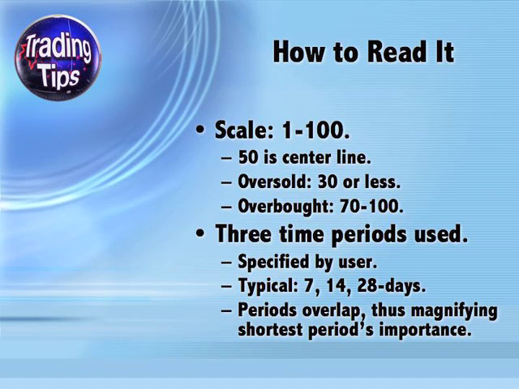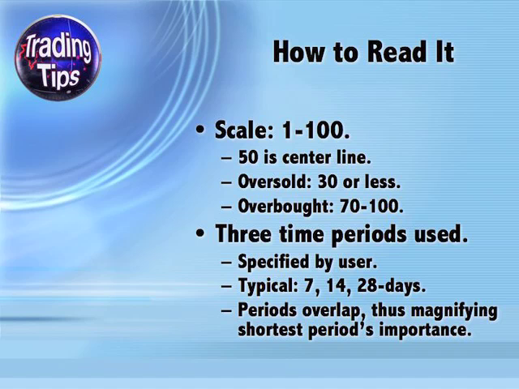As stated in the previous slide, the Ultimate Oscillator is read on the familiar scale of 1 to 100, making 50 the center line. Stocks with Ultimate Oscillator scores of 30 or less are considered oversold, whereas those with Ultimate Oscillators of 70 to 100 are considered overbought.